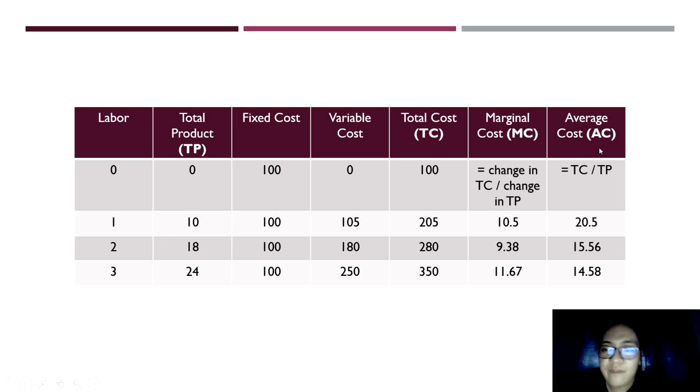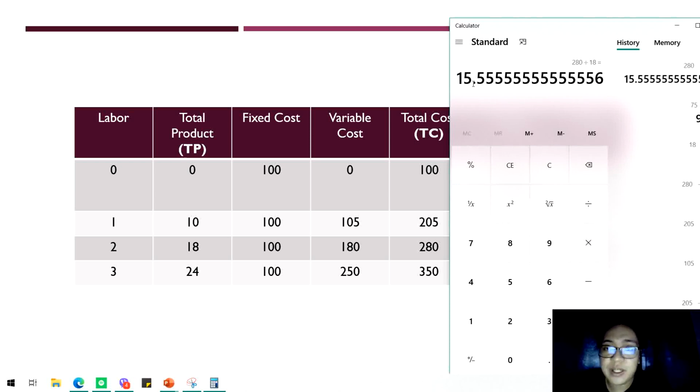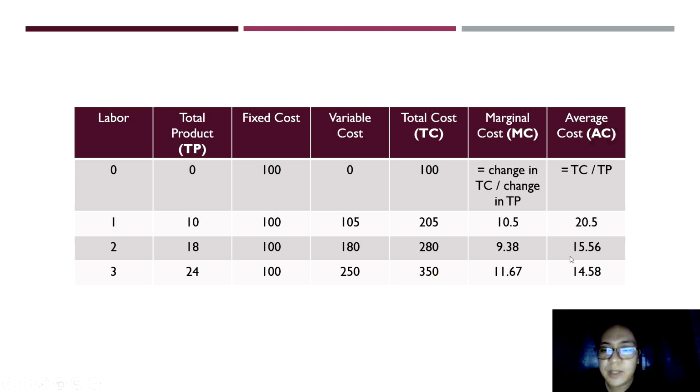And then, for the average cost naman, that is 280, the TC, divided by TP, which is 18. Then we have here 15.55555, which is rounded up, that is 15.56. So yung 15.56 po, ito yung average cost per unit natong 18 products na meron tayo when we have 2 laborers.